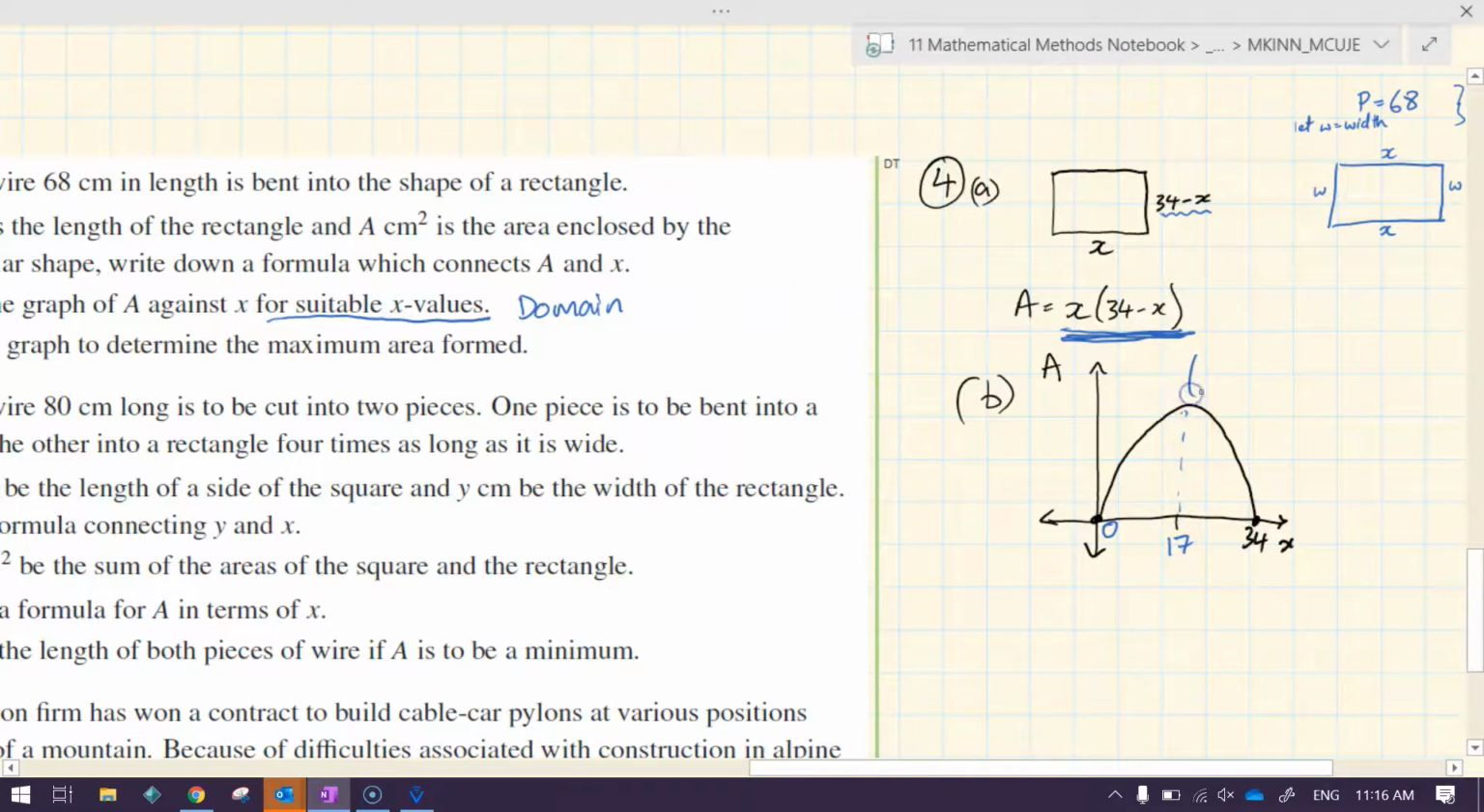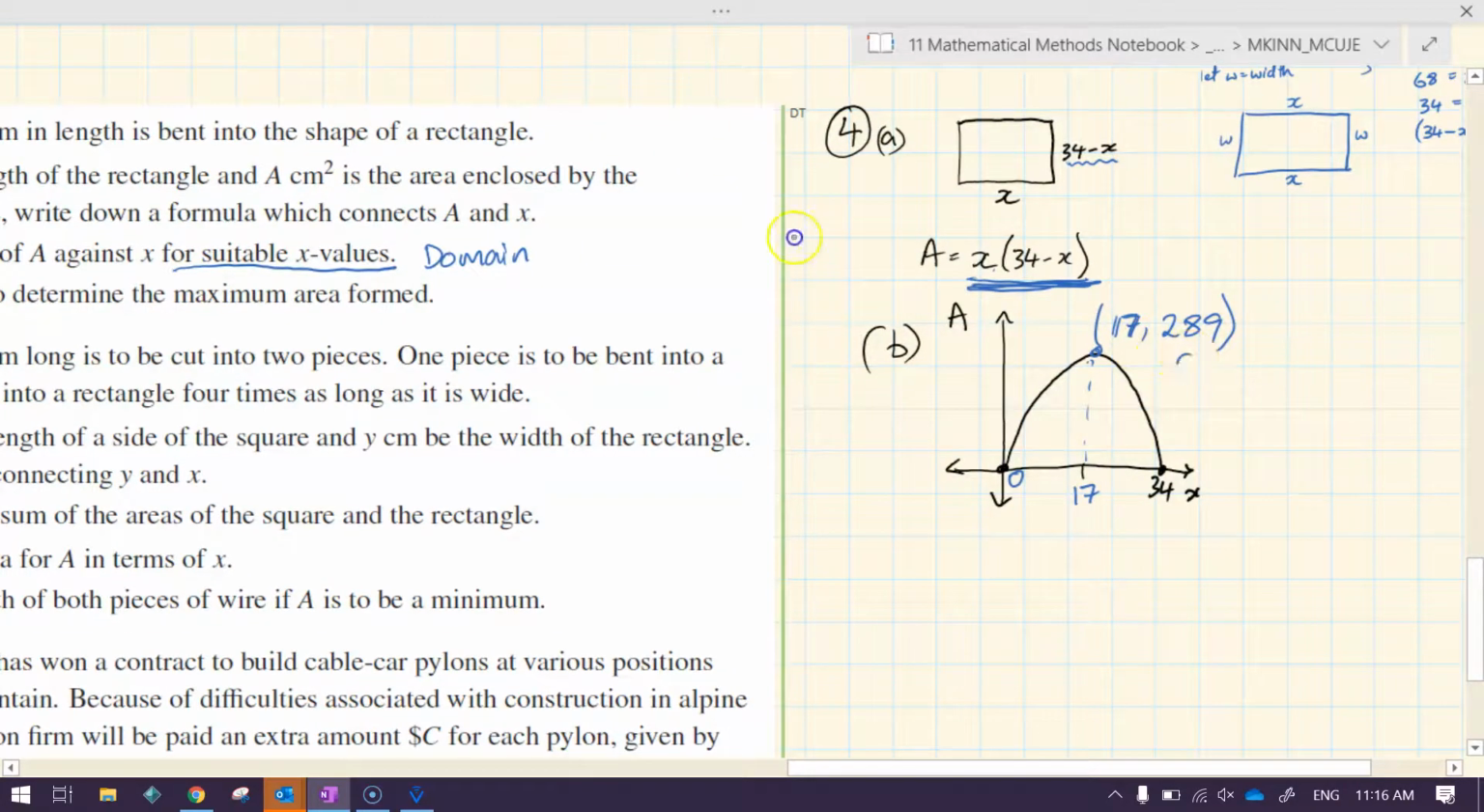Again, they weren't actually interested in what were the dimensions that maximize the area. They were actually asking me, what is the maximum area? So what do I have to do with that 17? Substitute it into the equation to find the maximum area. And if I put 17 into that equation, what's my maximum area going to be? 17 multiplied by 17, 289.